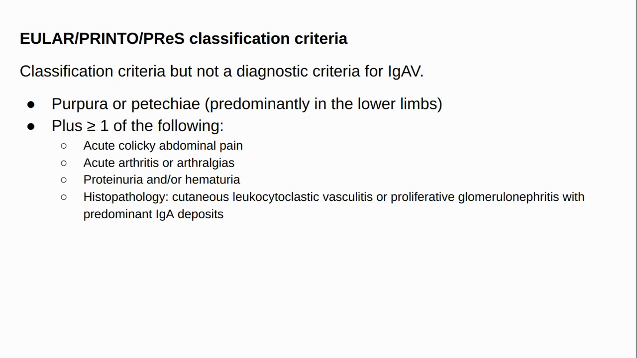Any biopsy sample showing leukocytoclastic vasculitis, or proliferative glomerulonephritis with predominant IgA deposition in a kidney biopsy sample, in patients with atypical distribution of purpura. Acute arthritis or acute arthralgia in any joint. Kidney involvement, any hematuria or proteinuria, and IgA deposition.